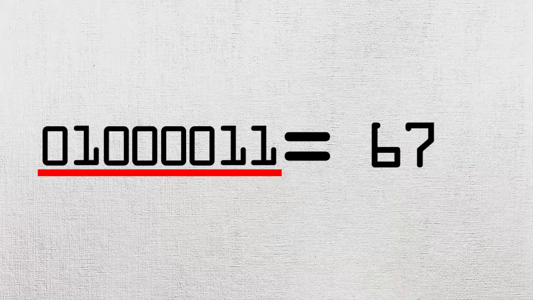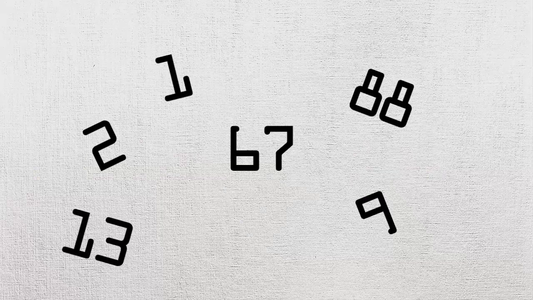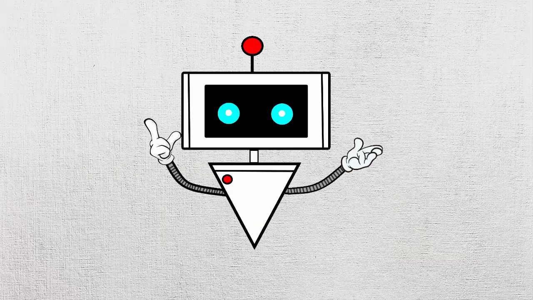Well, each binary number represents a denary number, which is just a basic old number that we humans know and love. And if you can do basic arithmetic and adding 2 or 3 digit numbers, converting between the two should be a breeze. Now, let's actually do it.